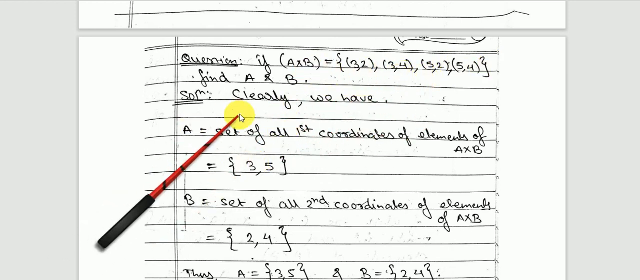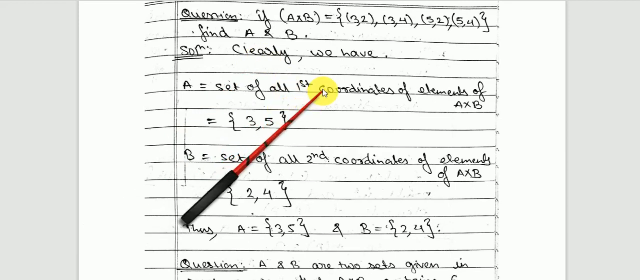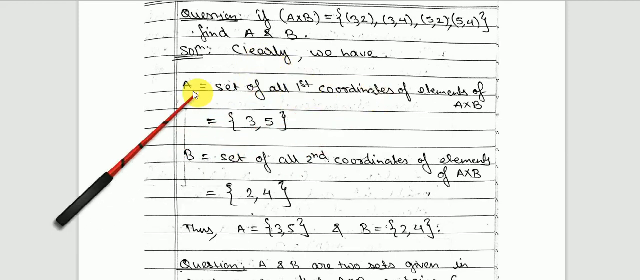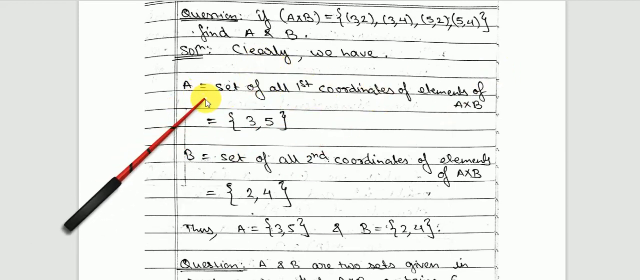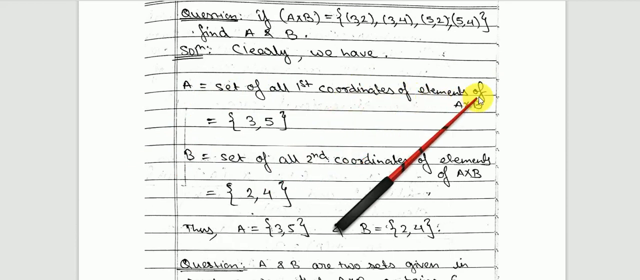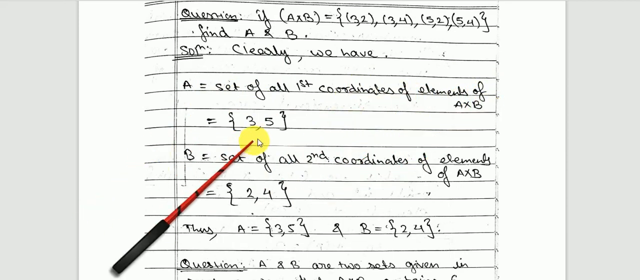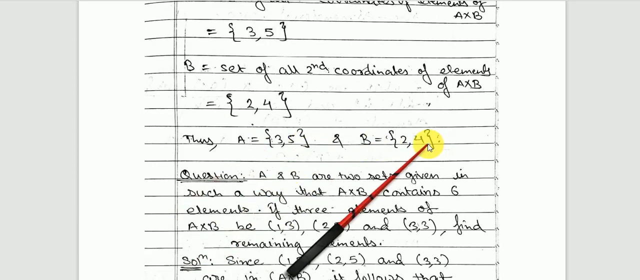Here you can see the solution, all explanation given over here. So A is the set of all first coordinates of elements of A cross B, so it will be {3, 5}. And B is the set of all second coordinates of elements of A cross B, that means {2, 4}. Thus you get your sets A and B.